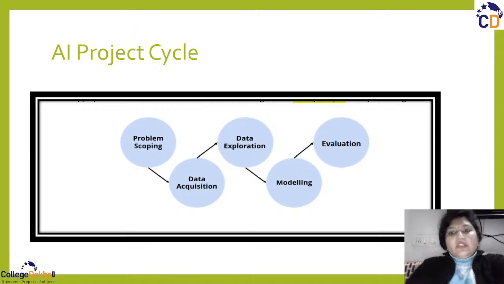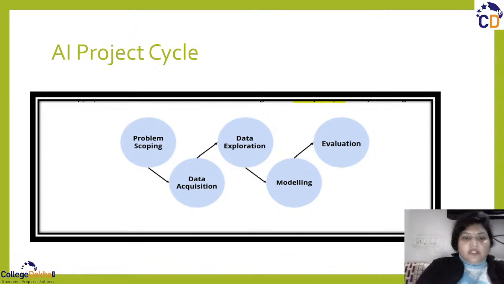So here we already know what the AI project cycle is. It is a series, a sequence of steps. It has 5 stages, and the first part is you need to identify the problem in the problem scoping part. Then we have data acquisition. In data acquisition, you acquire or collect the data. You gather the data from multiple sources. It could be online sources, it could be offline sources, right?